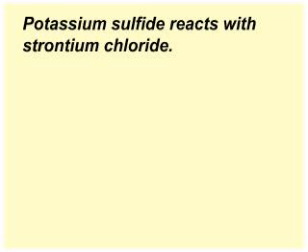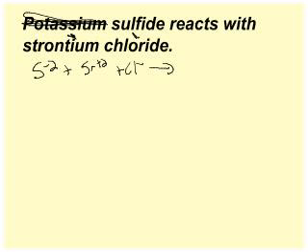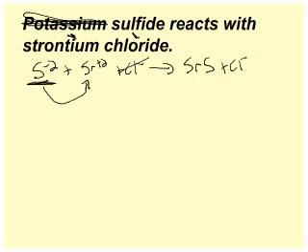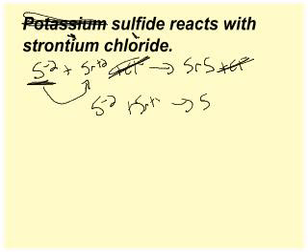Potassium sulfide. Potassium's in group 1. It reacts with strontium chloride. Sulfide is S negative 2. Strontium is group 2, so I can't get rid of it. This is chloride, I can't get rid of it. S negative 2 plus Sr positive 2 plus Cl negative yields... Now this is the only new thing, so it's got to connect with something else. So it's got to be SrS, charges cancel, plus chloride. Since it's the same thing on both sides, I'd get rid of it, and I would have S negative 2 plus Sr positive 2 yields SrS. And there has to be a reaction, so that's good.